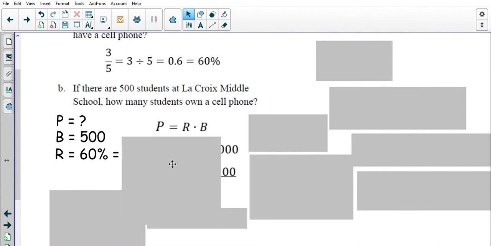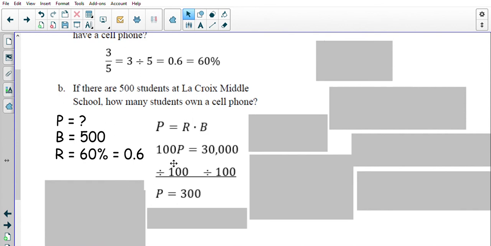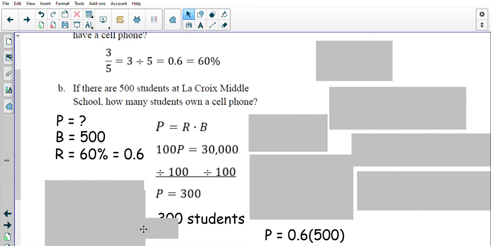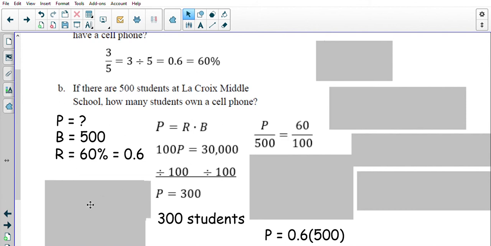So one option is percent equation, P equals R times B. Oh, I do remember this was one that was messed up here. So P equals R times B would look like this. Let me type this down at the bottom. P equals R times B would be 0.6 times 500. It's still going to get you an answer of 300, so 300 students. I remember that I accidentally copied the same work over twice previously, so just ignore that.